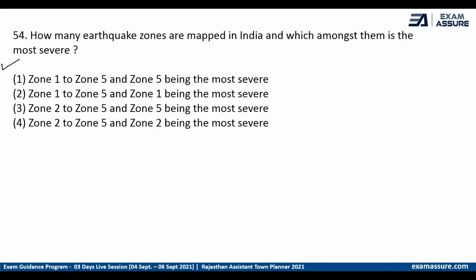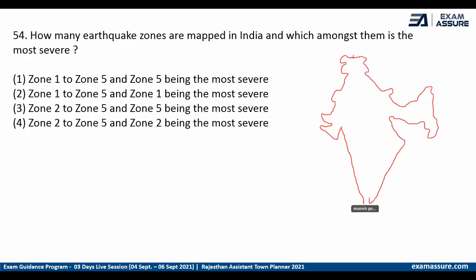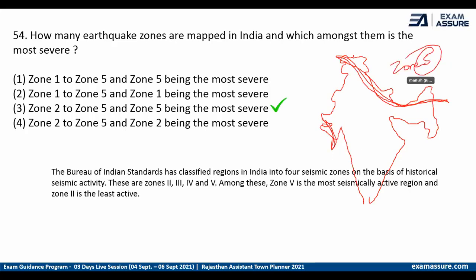How many earthquake zones are mapped in India, and which amongst them is the most severe? India has seismic zones starting with 2 and going up to 5: 2, 3, 4, 5. Zone 5 is the most severe, and 2 is the least severe. The most severe zone lies in the Himalayan range, and some part lies in the Gujarat area, zone 5. And then in the whole country, it's divided like that. Here you could also see the BIS has provided this seismic zone classification. It has also provided us the NBC, which we have seen earlier.